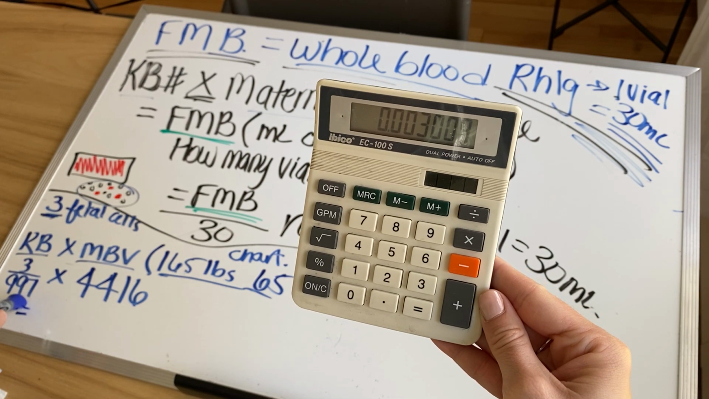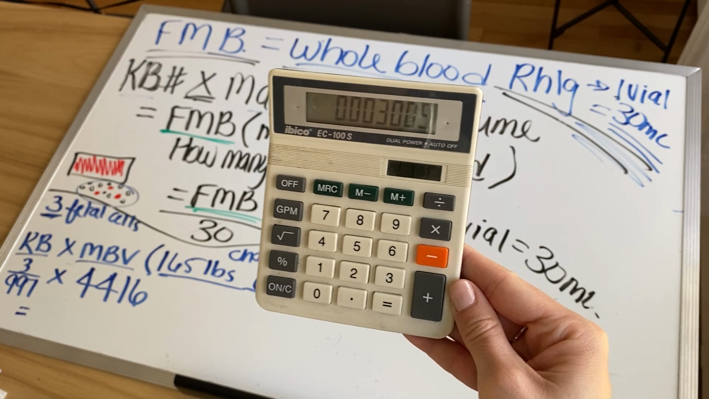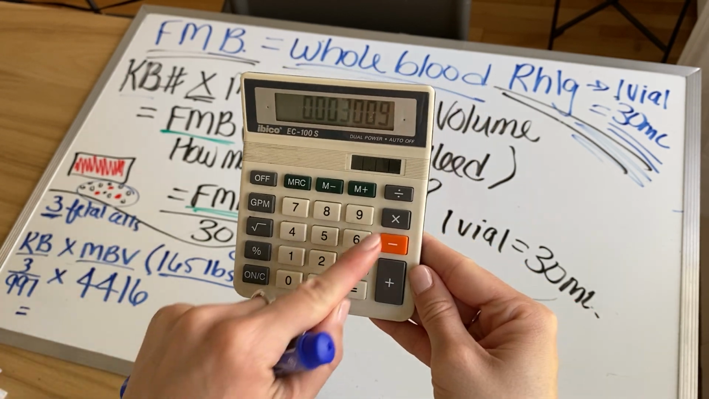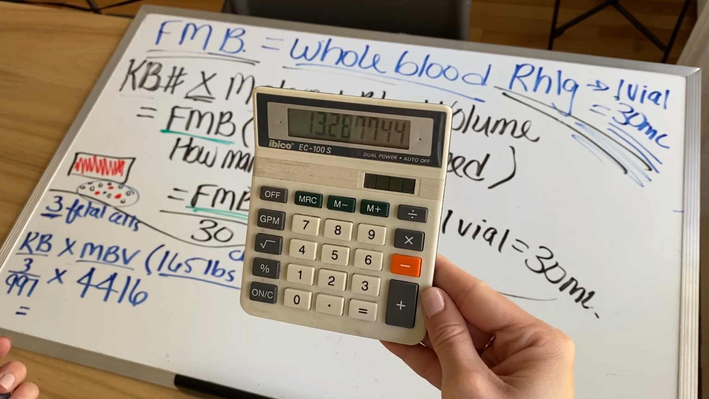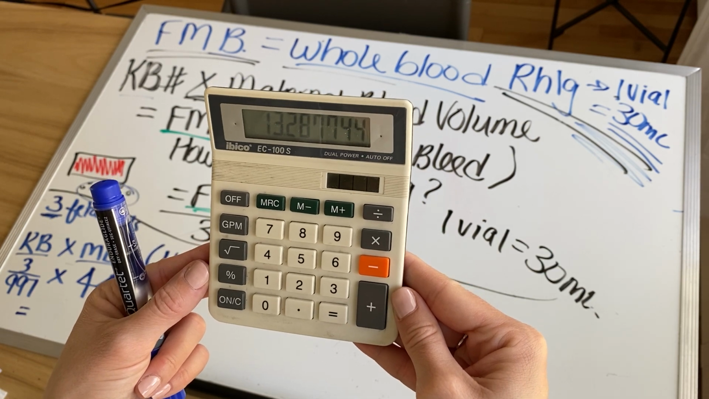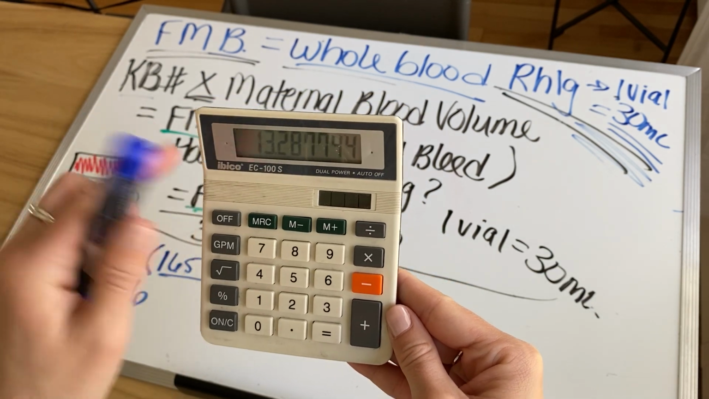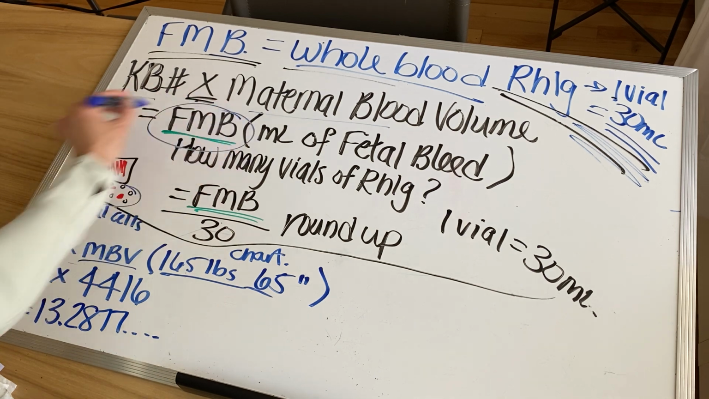Right here, 3 divided by 997, and it says times 4,416. So multiplied by 4,416. I just do it all in the calculator at one time. And our answer is 13.2877, whatever. So that is going to give us our fetal maternal bleed.